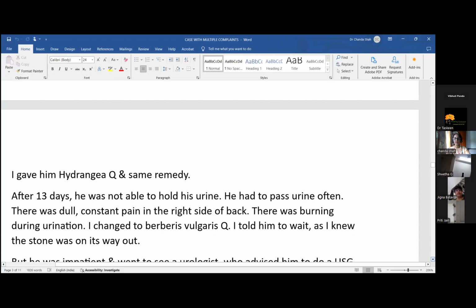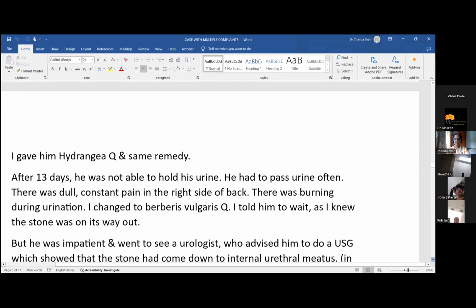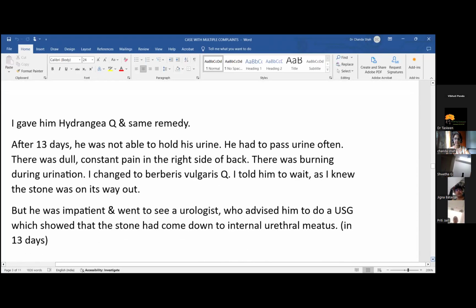he came back. He said he's not able to hold his urine. He had to pass urine often, and there was dull, constant pain in the right side of the back. Okay, and there was burning during urination. Then I changed to vulgaris mother tincture, and I told him to wait because I felt now the stone is coming out, it's on its way out. That's why he's getting these symptoms.